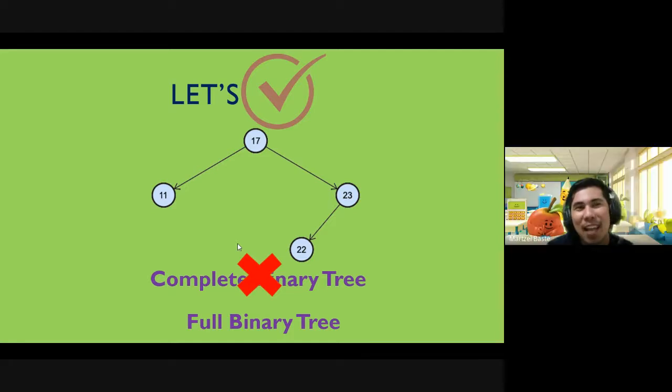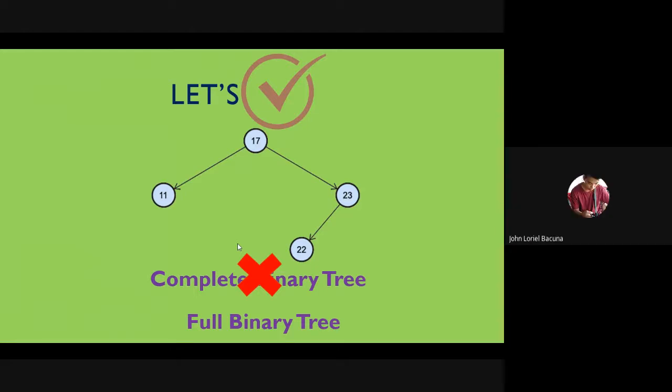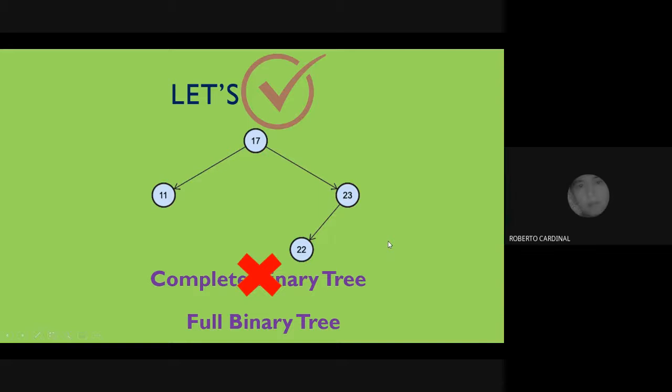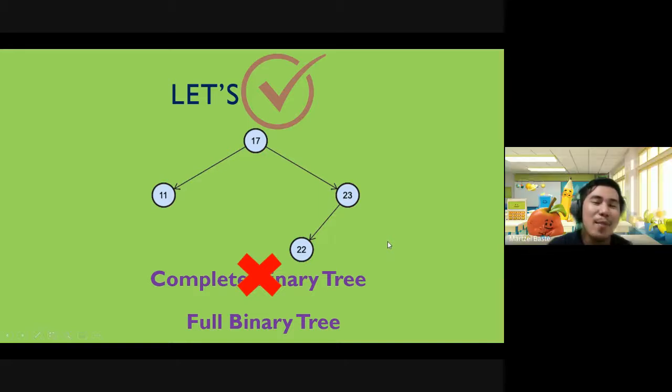Full binary tree ba siya? Dili, sir. Binary lang. Kulang isa ka child. Dapat 0 or 2. Mahimo siyang full basta walay anak si 23 or naa siya anak pero sa right. Nakuha. Yes, sir. Sige, sige na lang.